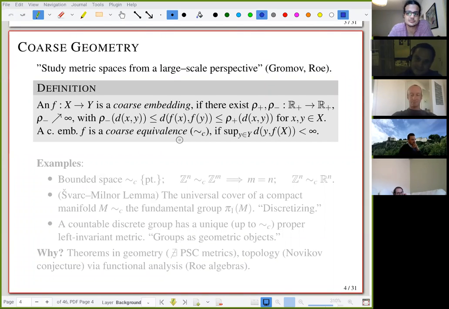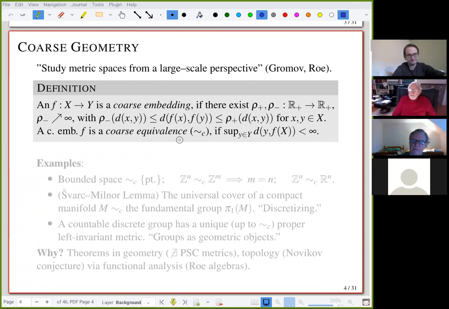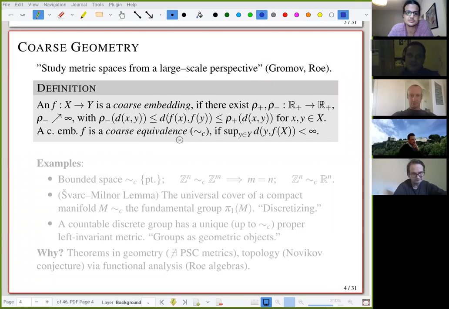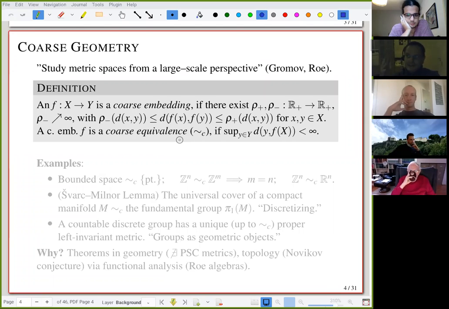So, coarse geometry. The slogan there is... we've probably all heard this at some point, but anyway, let's go through this. Coarse geometry is a part of metric geometry, so no functional analysis at all as such. The idea is to study metric spaces from a large scale perspective. The group theoretic take started with Gromov, and the functional analytic applications or connections with John Roe in the late 80s, early 90s.